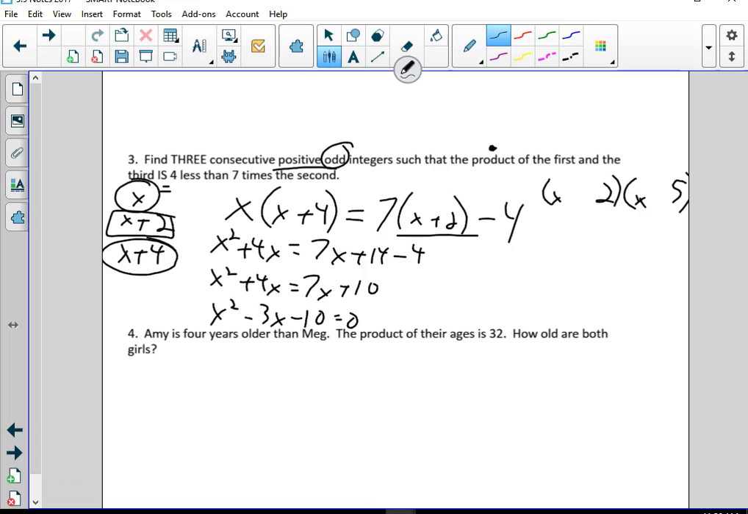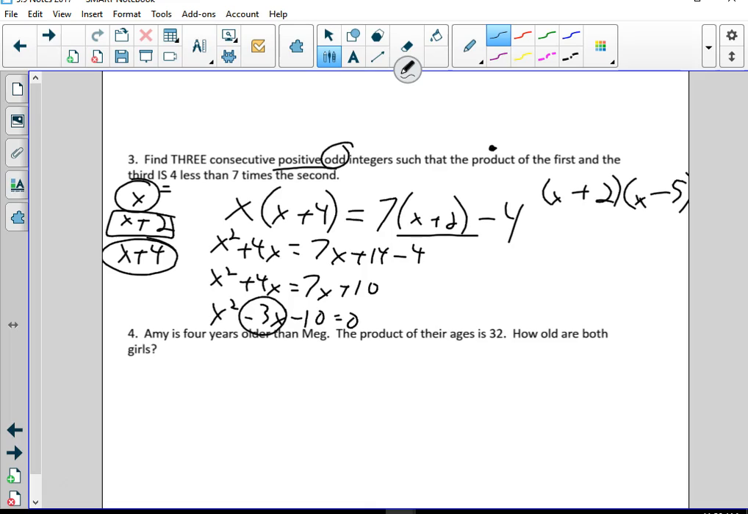Now I got to figure out which one I want to be negative, which one I want to be positive. Look here in the middle. Negative 3x. Which one needs to be negative, the 5 or the 2? The 5. Because I want more negatives left over. 5 minus 2 is positive 3. 2 minus 5 is negative 3. So I want this to be negative and that to be positive.